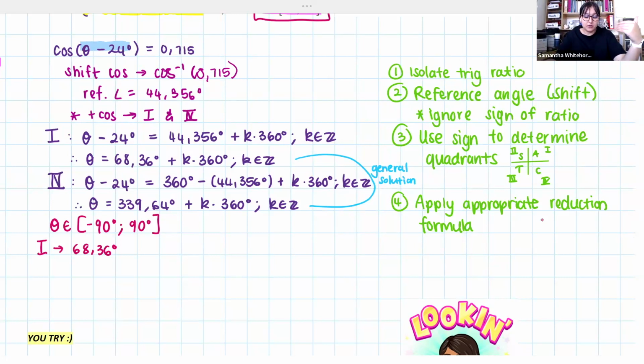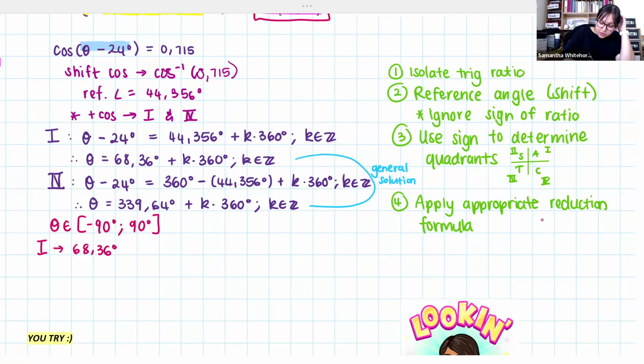If we subtracted 360, you would end up at like 298, 291, something. That's way, way outside the range up to negative 90. So actually the only solution I'm concerned with here is 68,36. That's from solution number 1 in quadrant 1.